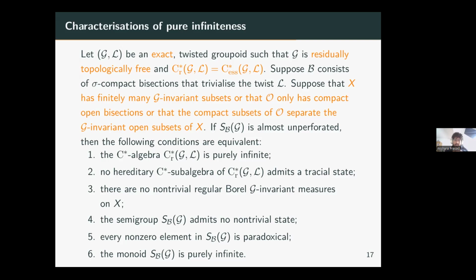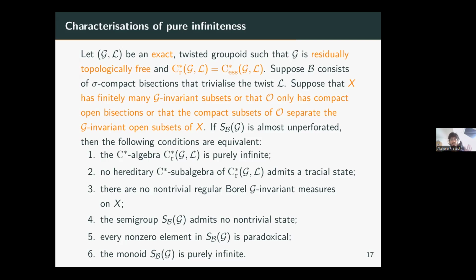And I also assume that B consists of sigma compact bisections that trivialize the twist on L. And I write L here and not sigma, as many of you would have seen, because I use the Fell bundle picture. So a Fell bundle is a C*-algebraic bundle on the groupoid, and that is the same as a central groupoid extension, which we usually know of as a twist of a groupoid.